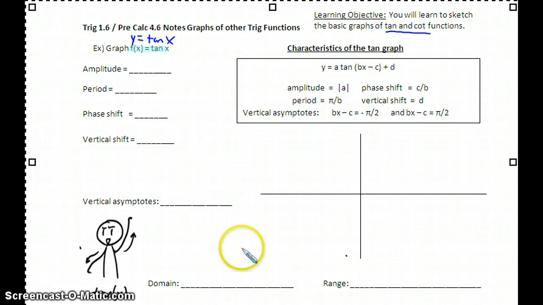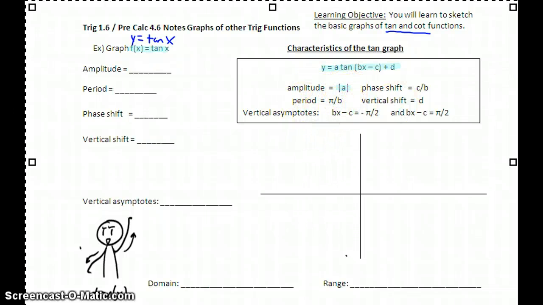Now if we are going to graph this, it's going to be a little bit different from the way we graph the sine and cosine graphs in the last video. When we graph the tangent graph, here's the generic form, very similar to the sine and cosine. We just changed the word to tangent. But a couple of our formulas are going to change. A is going to stay the same. It's still the amplitude is the absolute value of A.